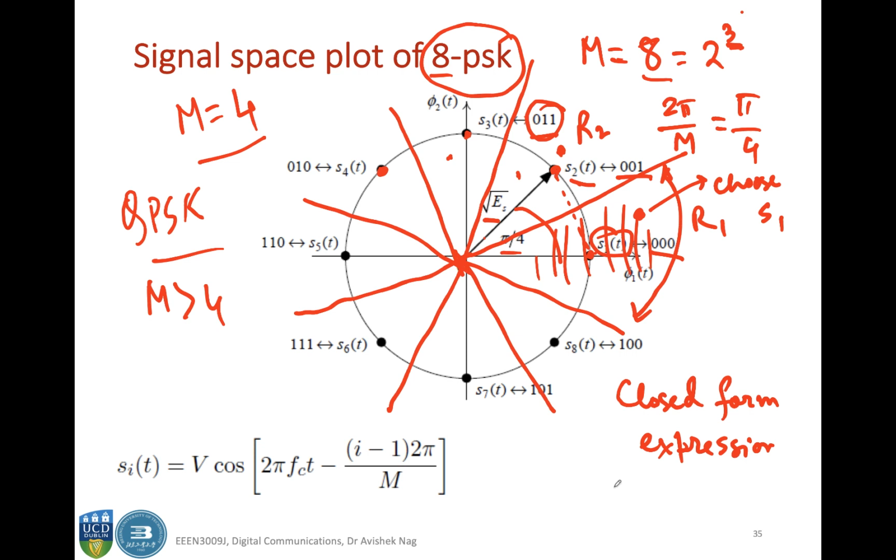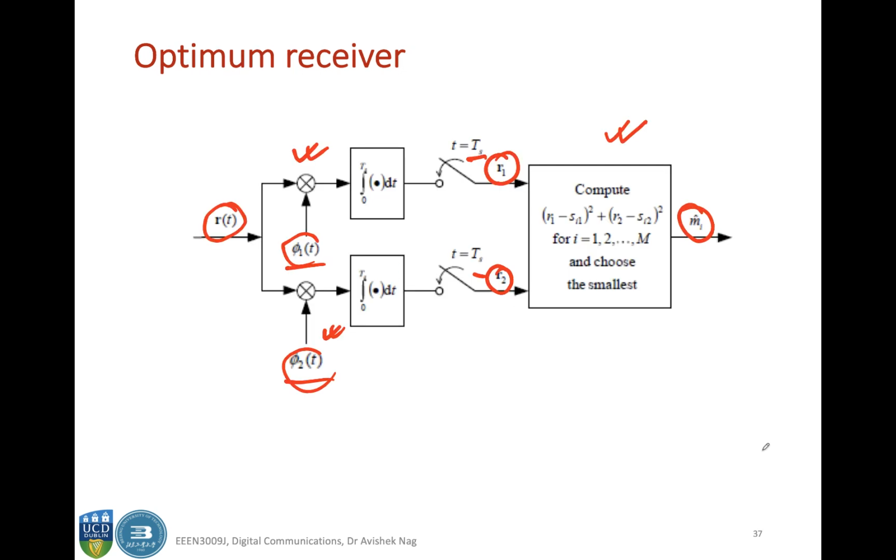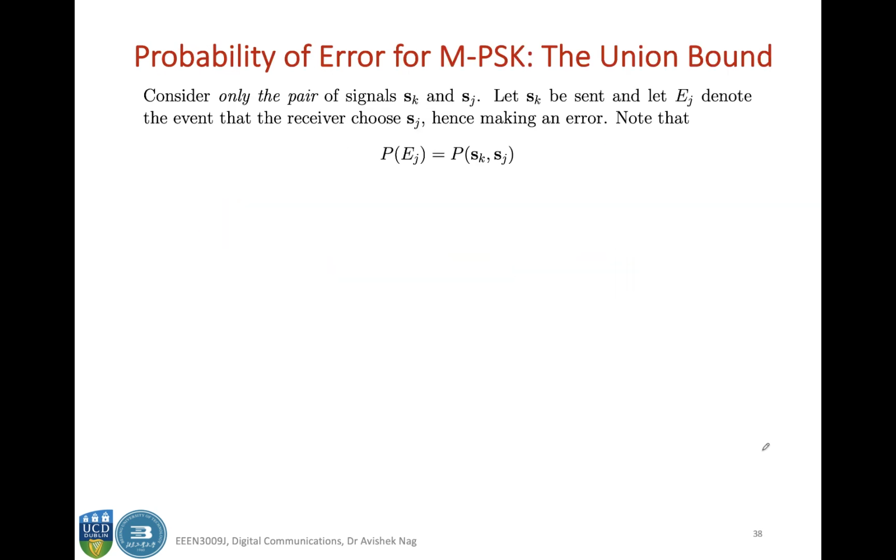And also it's difficult to get a closed form expression and also an exact expression. I mean both mean the same, closed form expression and exact expression. I'm not saying it is impossible, but it is difficult. So therefore, in case of higher order modulation, we use some bounds.